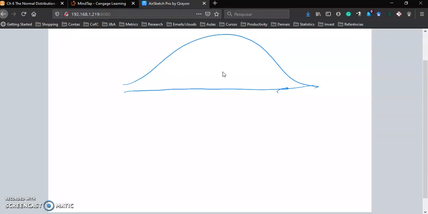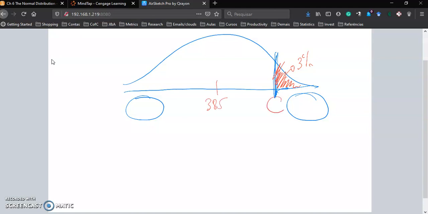I can draw. I want the highest 3%. Where is the highest 3% located in this distribution? Is the highest percent here, or here? It's on this side, right? That's the top 3%. I don't know if this is the right size, but here I have 3%. I know that the mean is 385, but I don't know what this value is.